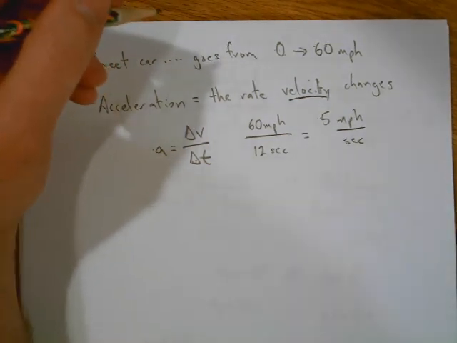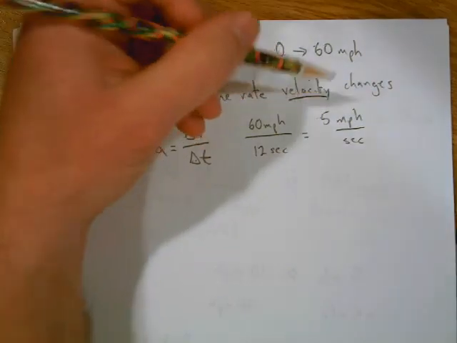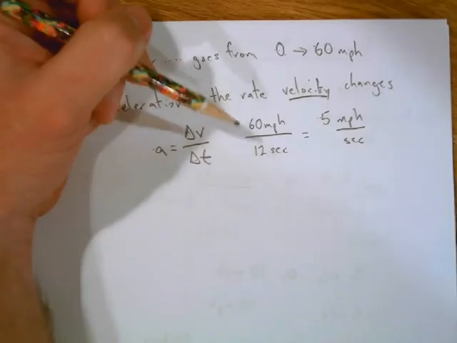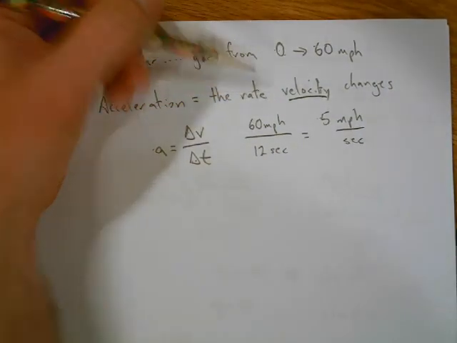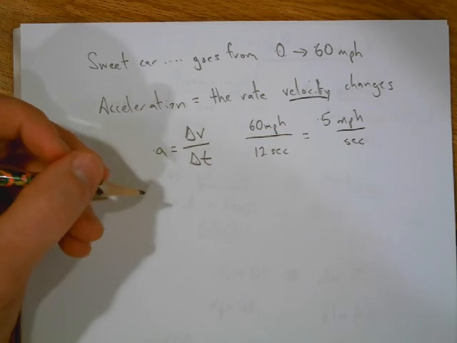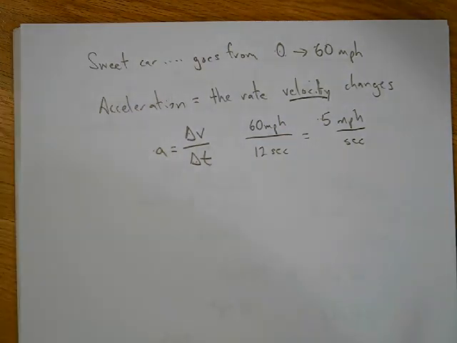After 2 seconds, how fast are you going? That's right, 10 miles per hour. And then 15 miles per hour after 3 seconds, and 20 miles per hour after 4 seconds. So every single second, your velocity changes. In this case, it would gain 5 miles per hour per second. Okay? Now, most of the time, we're not going to be using miles per hour in here.